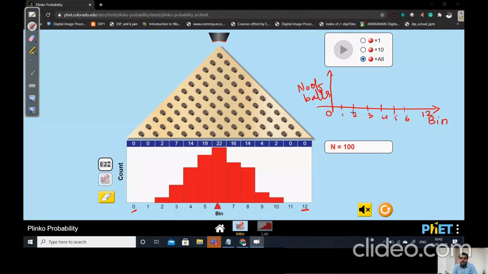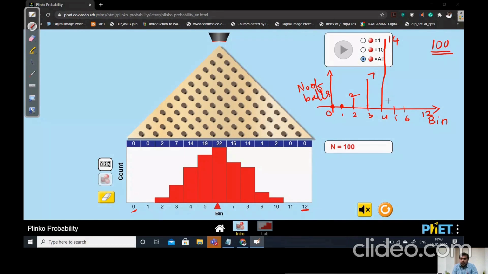And so on. Now, in this bin 0, there is 0. Bin 1, 0. Bin 2, the count is 2. Bin 3, the count is 7. Bin 4, the count is 14. So total number of balls are 100. Am I right? Yes, sir.